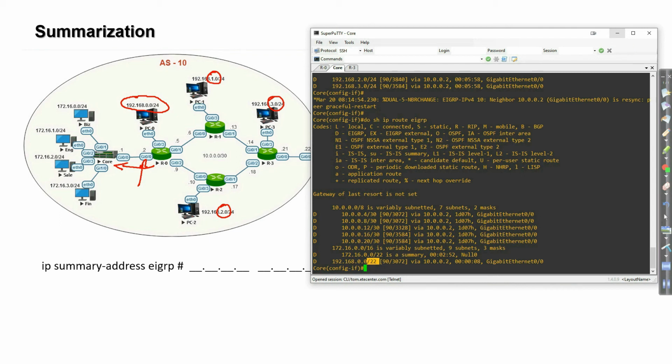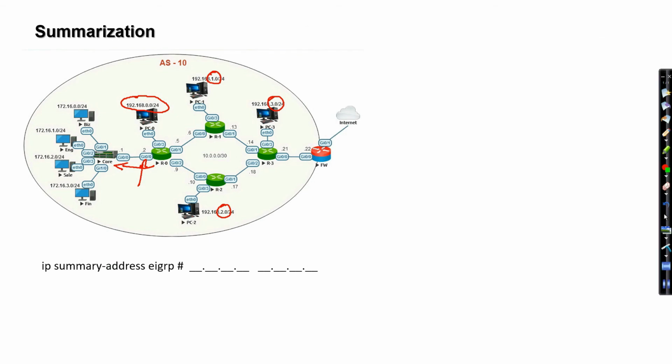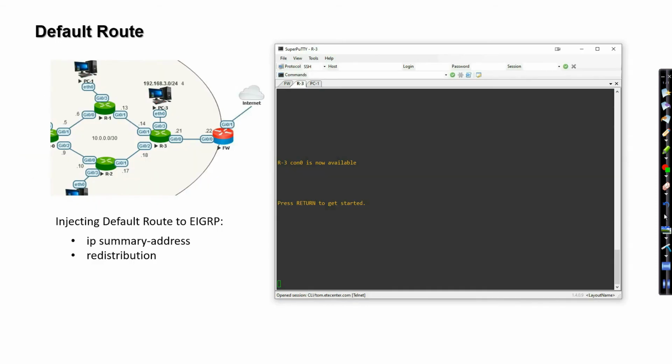While we're on the summarization subject, since the firewall is playing EIGRP with router 3, what happens if it can send a summary address of 0.0.0.0/0? That is a default route. And that is our next subject, how to inject a default route into an EIGRP autonomous system.